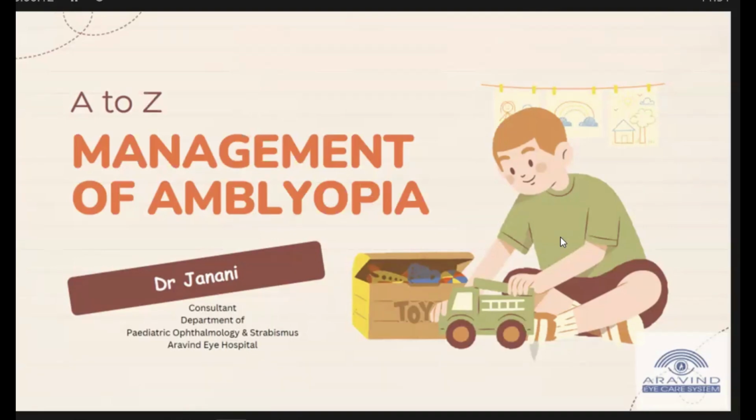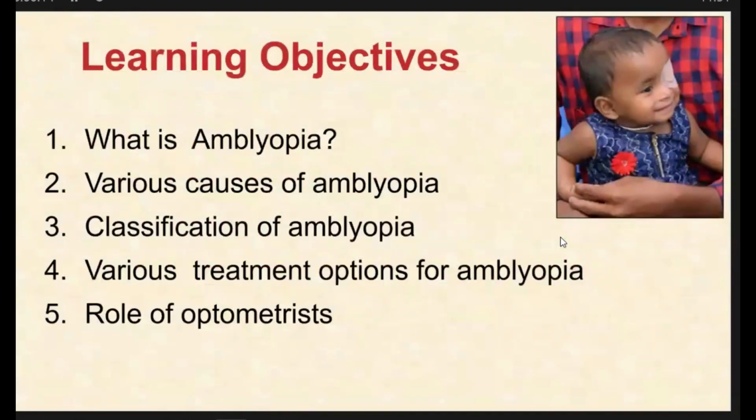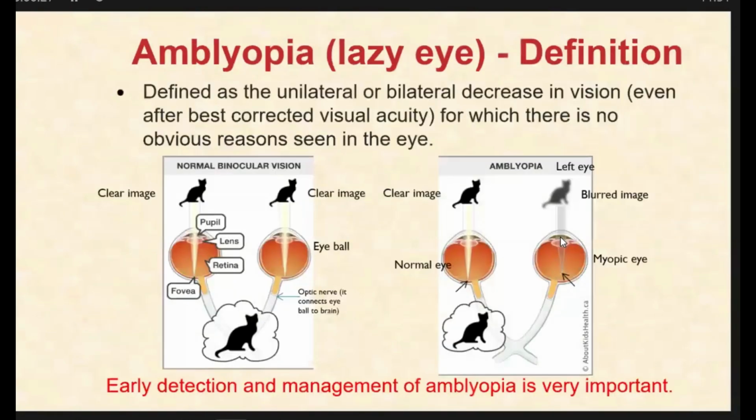Amblyopia. So you will see what amblyopia is, various causes of amblyopia, classification, and various treatment modalities. What are the options available for amblyopia, and the role of optometrists. So what is amblyopia? Commonly we say lazy eye. So first, as an optometrist, you are the one doing refraction. So how can you diagnose amblyopia?